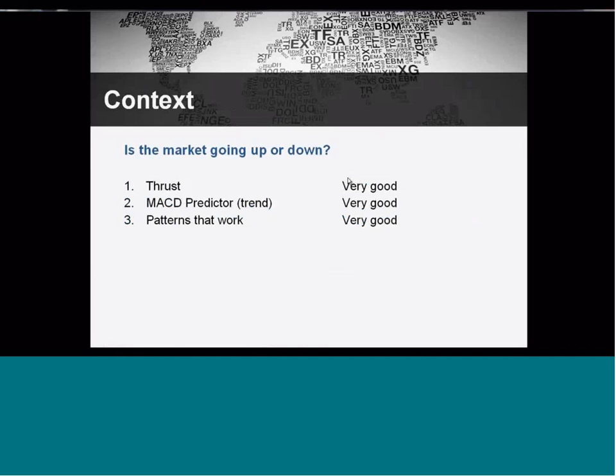Now, what I use for context is basically 3 things: thrust, the MACD predictor, and certain patterns. There's 9 patterns in my book, Trading with DiNapoli Levels. About 4 or 5 of those patterns I use all the time. When they show up, I know whether I want to be a buyer or I know whether I want to be a seller.